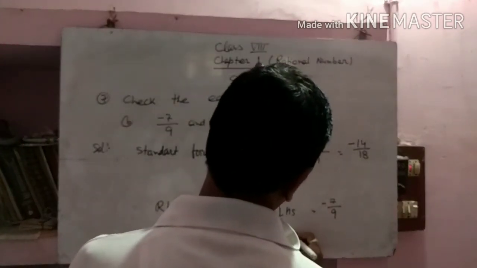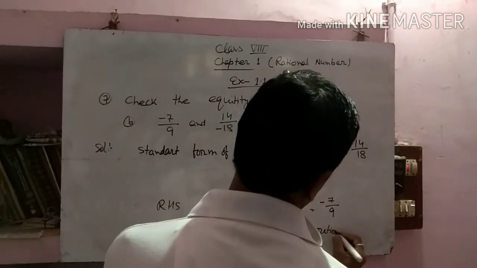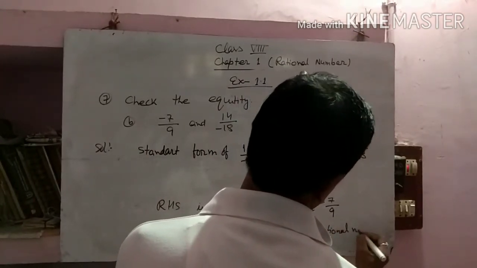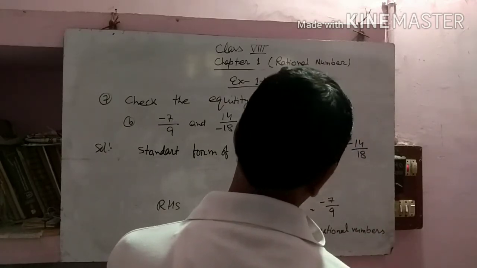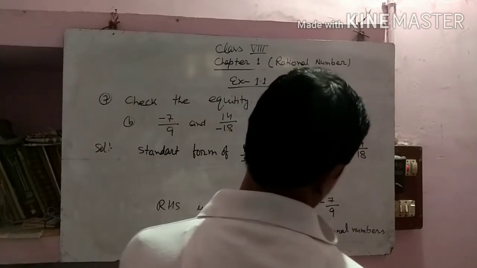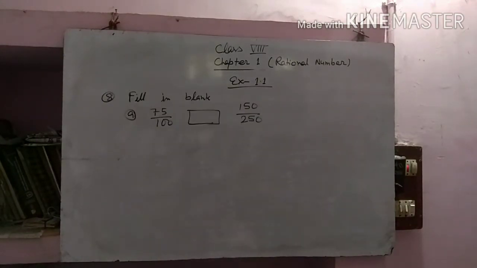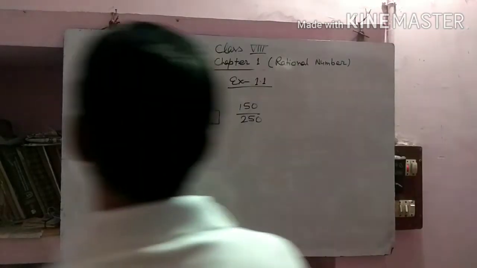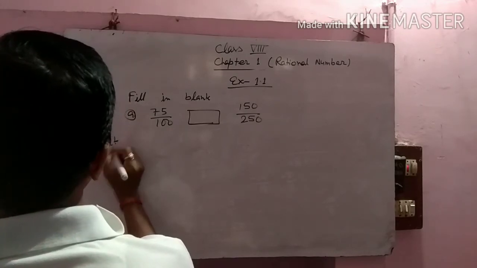So both the rational numbers are equal. Okay, write it. The next question is fill in the blank. In that case, we have to convert into standard form.